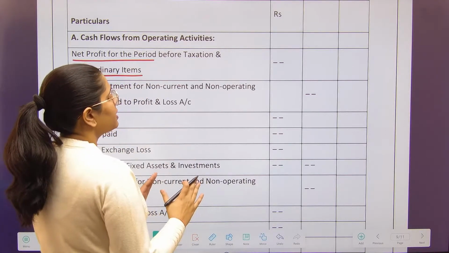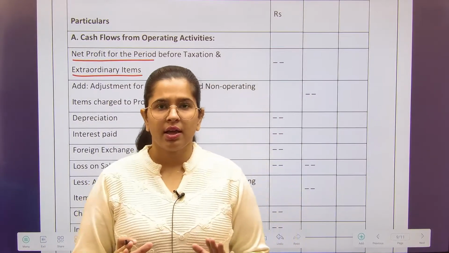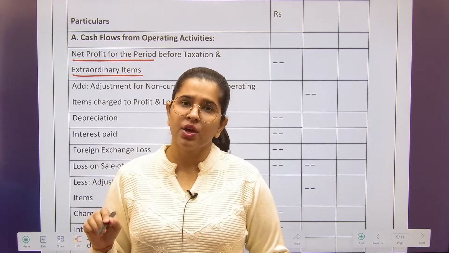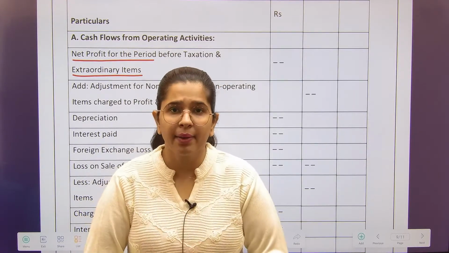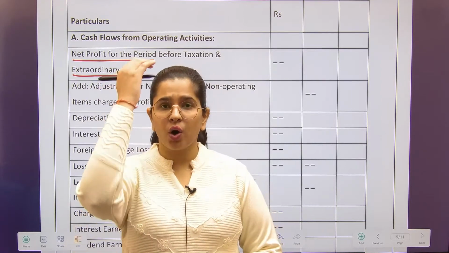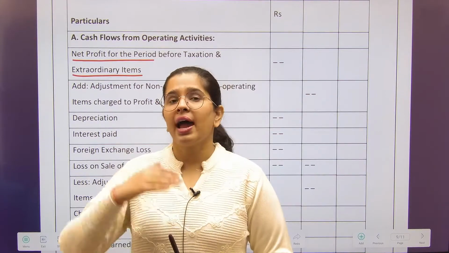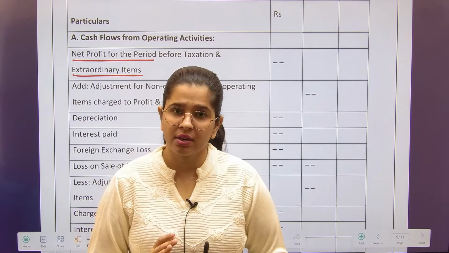What you have is, when we prepare the balance sheet and P&L, in the P&L account I have the last balance, which is the net profit for the year. When I prepare my P&L account, I deduct all the expenses which happened during the year. I add all the incomes which occurred to me during the year.